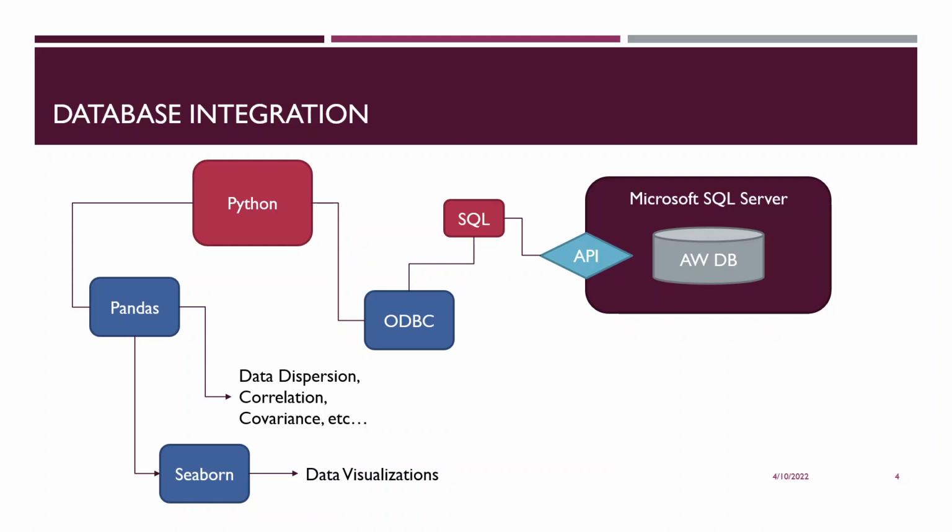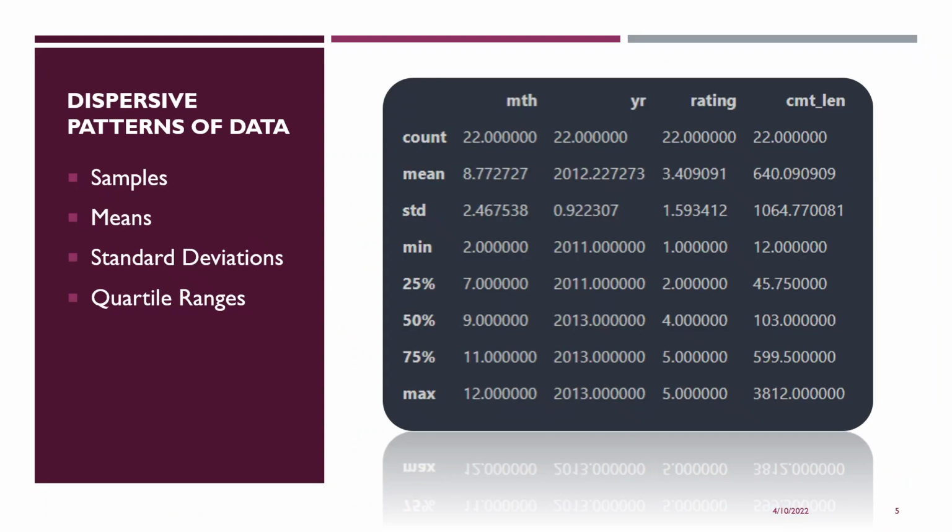So anyway, Python, and then we're going to be using pandas, and then Seaborn for data visualizations. We'll be using pandas to do data dispersion, correlation, and covariance. We'll use Seaborn to do data visualizations on that. That's all going to happen. As we mentioned earlier, things ramp up pretty quickly from here. So we've got that on deck for this learning activity.